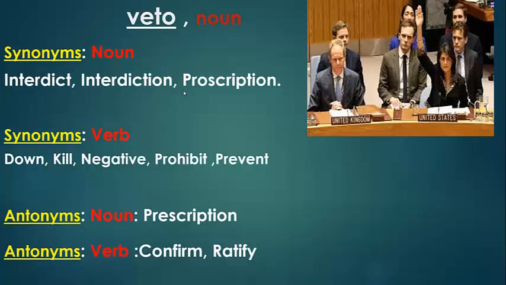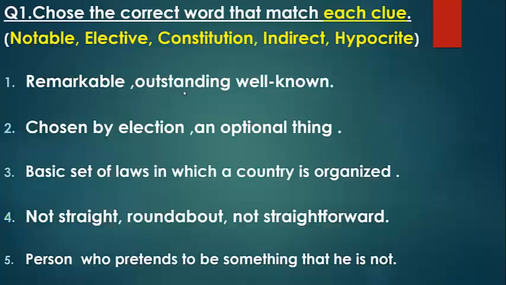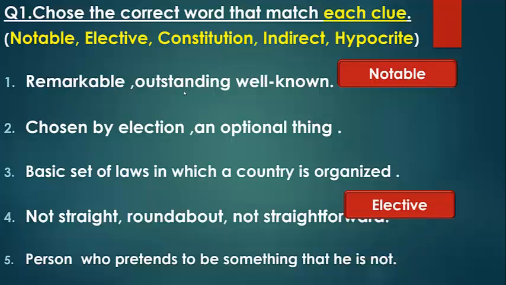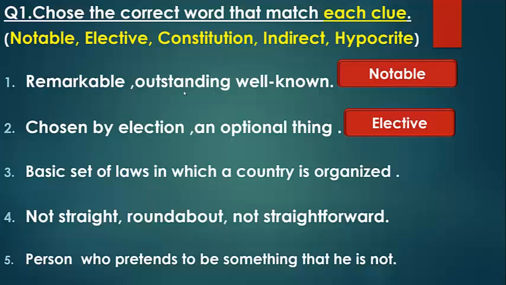Now let's have some examples about getting some synonyms, some clues, and you have to select the suitable one to match each definition or each clue. Choose the correct word that matches each clue. We have notable, elective, constitution, indirect, hypocrite. Number 1, remarkable, outstanding, well-known. This clue matches with notable. Number 2, chosen by election, an optional thing. Elective. 3, basic set of laws in which a country is organized. Constitution.